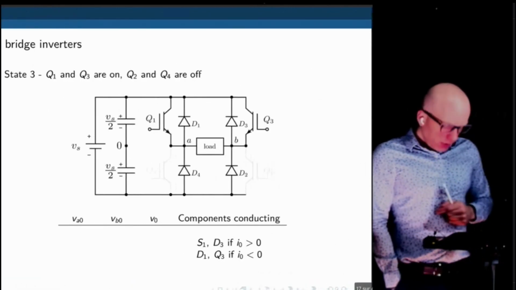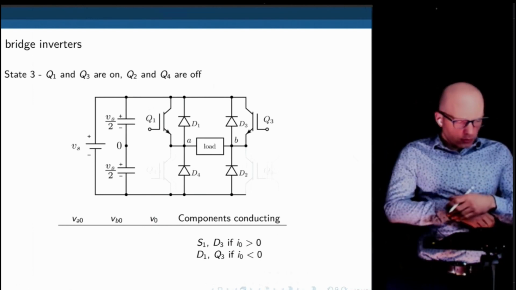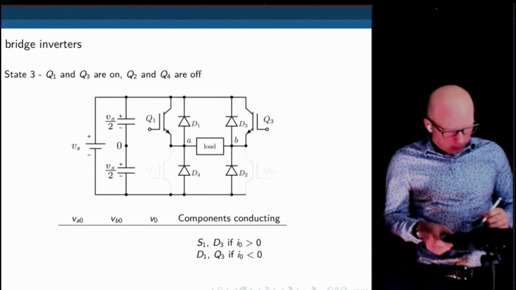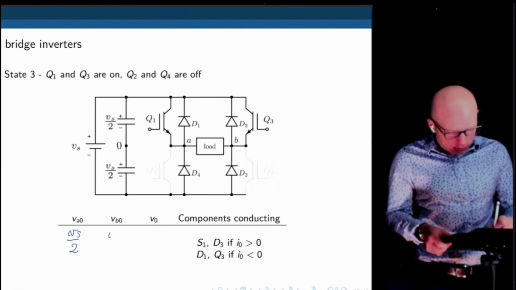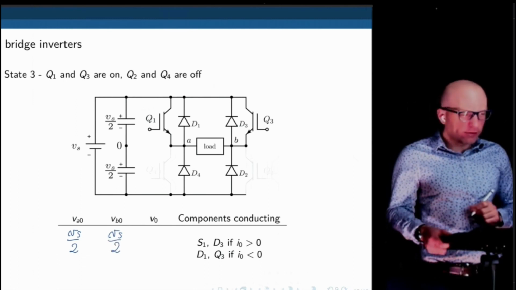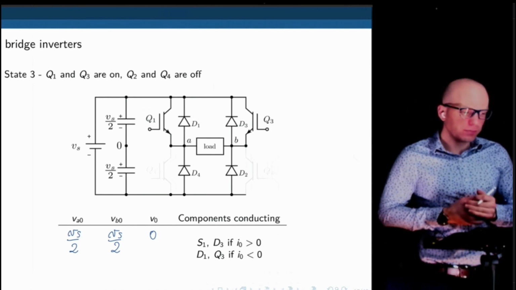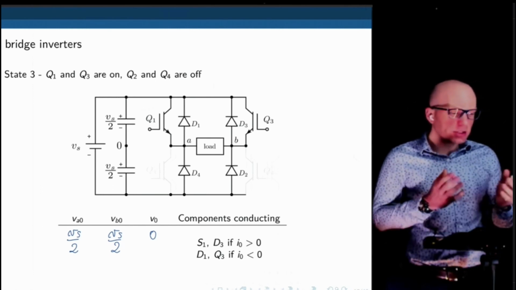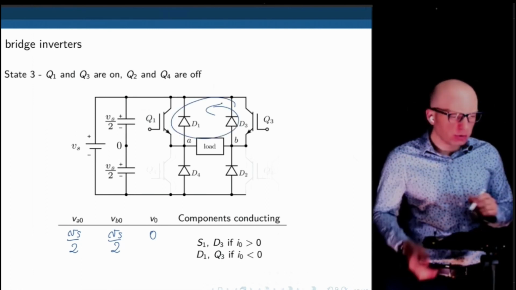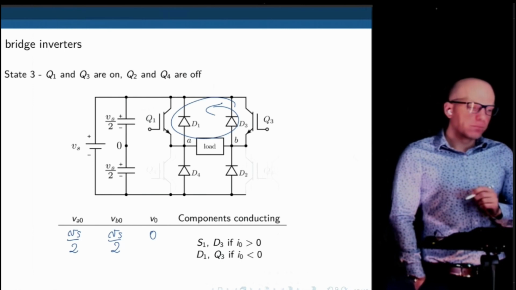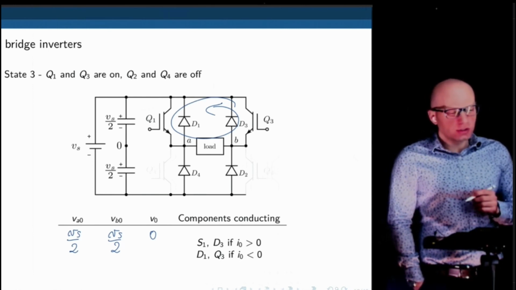Now let's do this mode here. Q1 and Q3 are on. What is the voltage at A? It is VS over 2. What is the voltage at B? It is also VS over 2. The effective voltage across the load is 0. You may wonder, why is this useful? We are actually creating a loop here. We are shorting the load. You can actually use this to slow down a DC motor, for example.